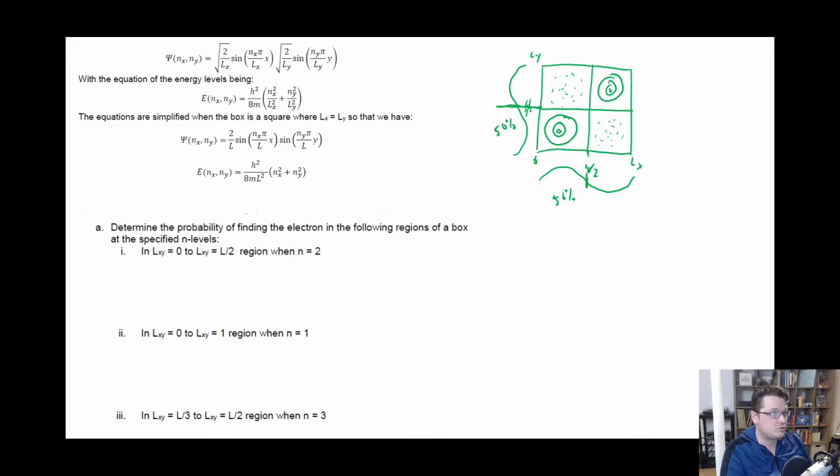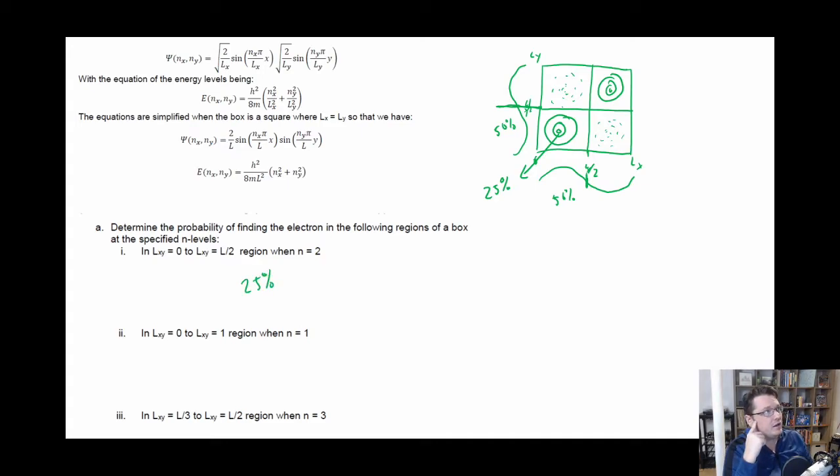We multiply those two together, right? What we get then is that this region is only 25% probability of finding the electron there, because we're simply multiplying the probabilities of finding it at this point along the x-axis and finding it at this point along the y-axis. And so that's why this right here is going to be 25%.